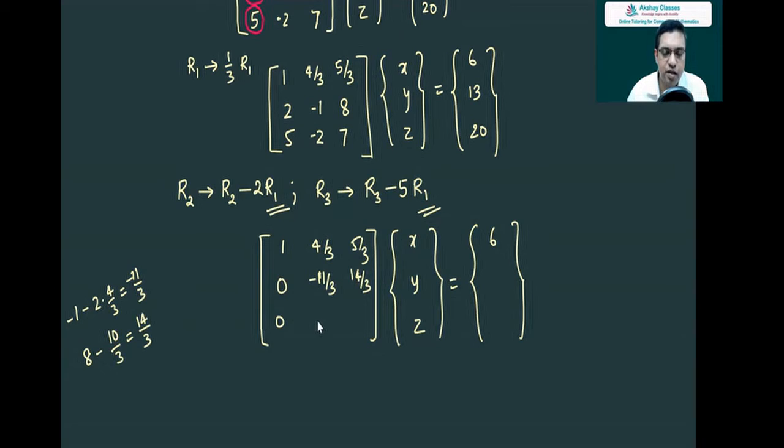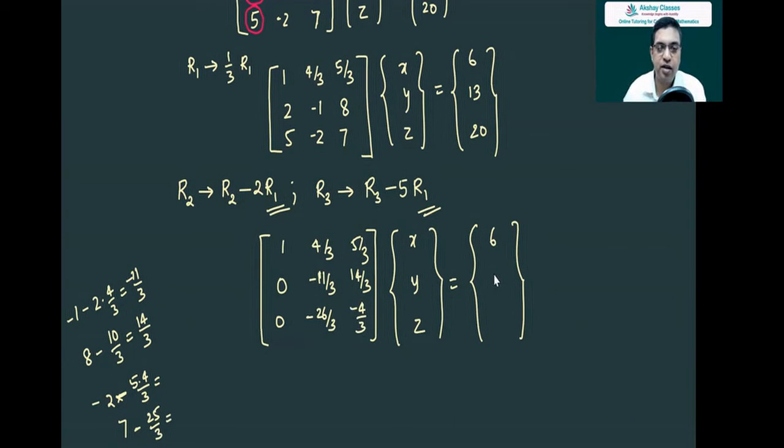In the third row, the first element is 0. The second element is minus 2 minus 5 into 4 upon 3. So minus 26 upon 3. Minus 26 upon 3. Next is the last one, 7 minus 25 upon 3. So minus 4 upon 3.